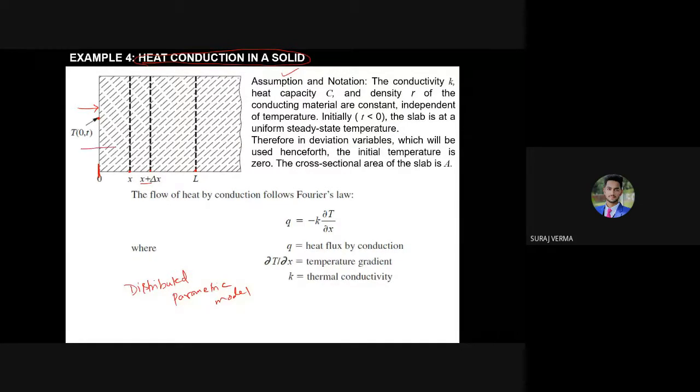So the temperature varies as we go inside this slab, by the coordinate. At the x place, or at the x plus delta x place, or at L, all the temperatures are different. The temperatures at these points are different. So we want to model such a type of system. In order to find the transfer function, or to model the system, we have to use the concept of the distributed parametric model. We have categorized such types of models as distributed parametric.